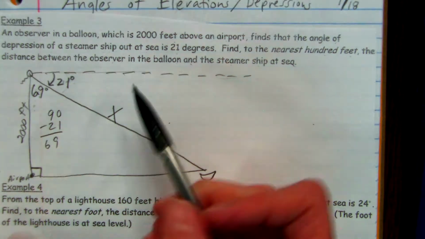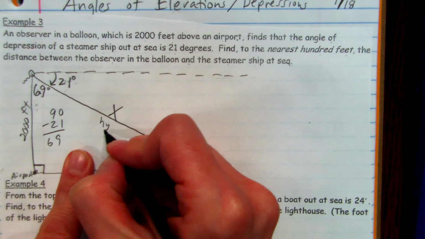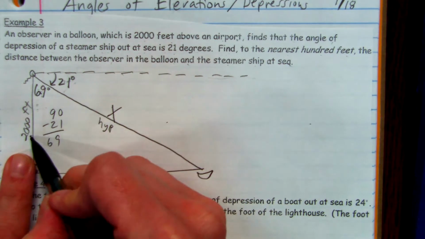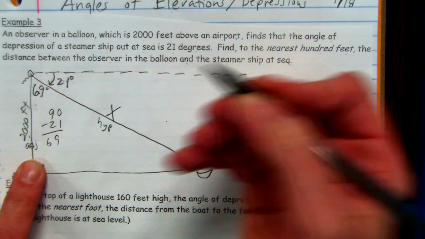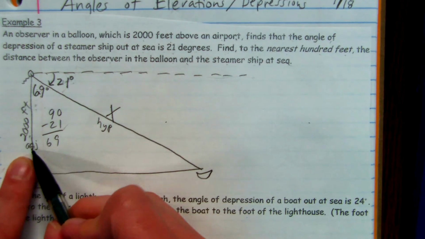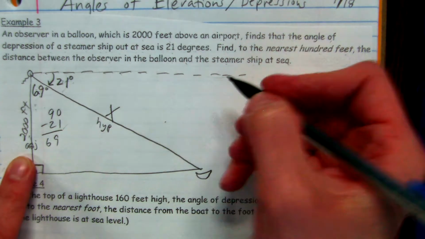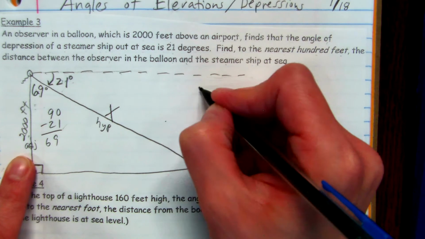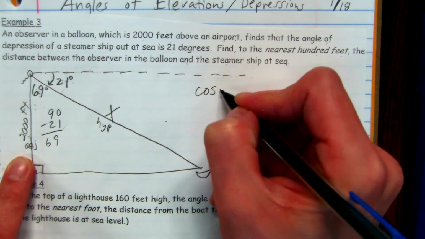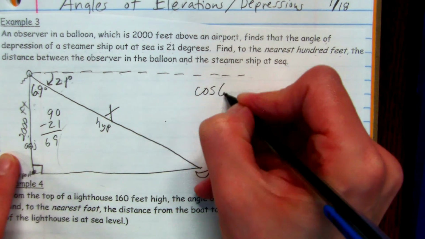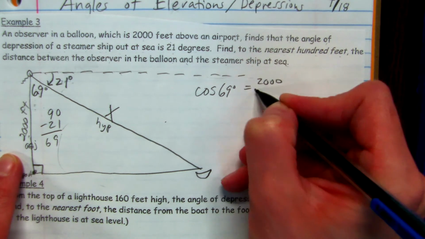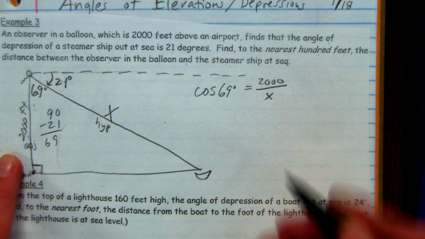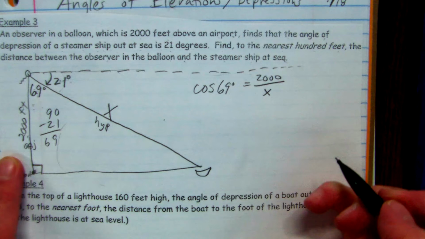All right, so let's look at what we've got. X is the hypotenuse. I'll give you that one. What is the 2,000? Opposite or adjacent? Adjacent. So which of our trig functions uses adjacent and hypotenuse? Cosine. So we're going to have cosine of the angle, which is 69 degrees up there, equals the adjacent, which is 2,000, over the hypotenuse, which is x.